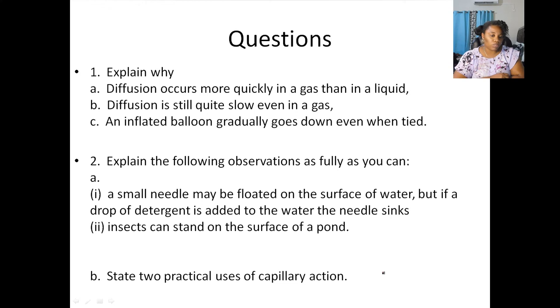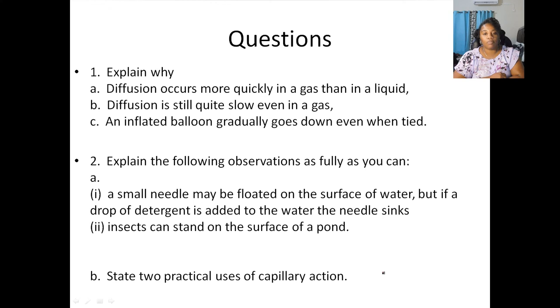State two practical uses of capillary action. Well, we mentioned it. A thermometer uses capillary action. Plants, water traveling up the xylem of plants is due to capillary action. Using blotting paper, the water travels along the fibers of the blotting paper, which is also an example of capillary action. Using towels to clean up messes is an example of capillary action.